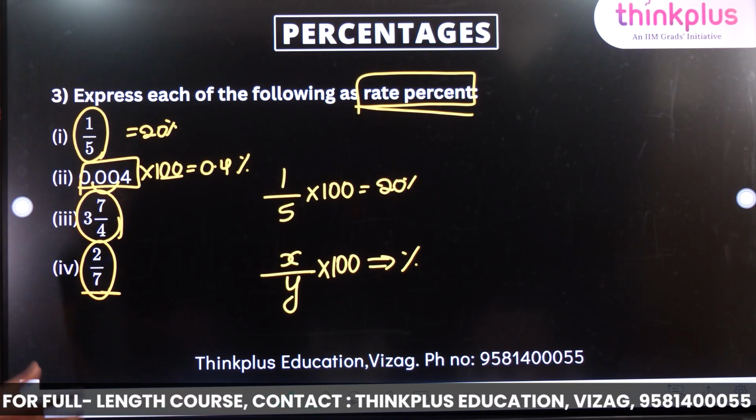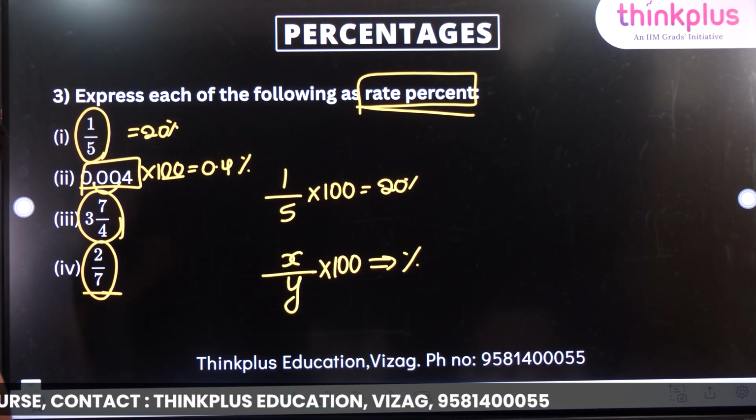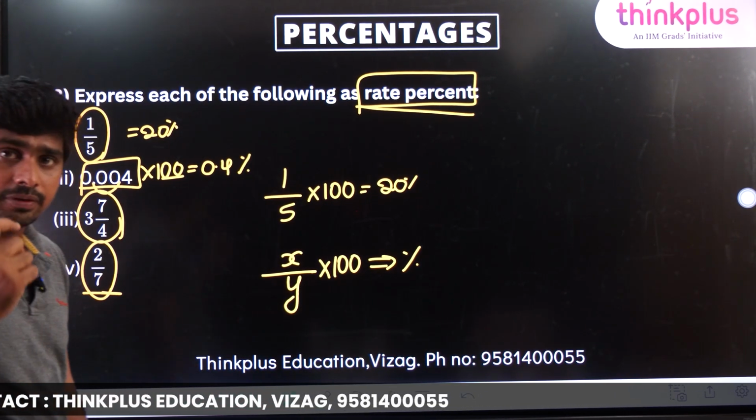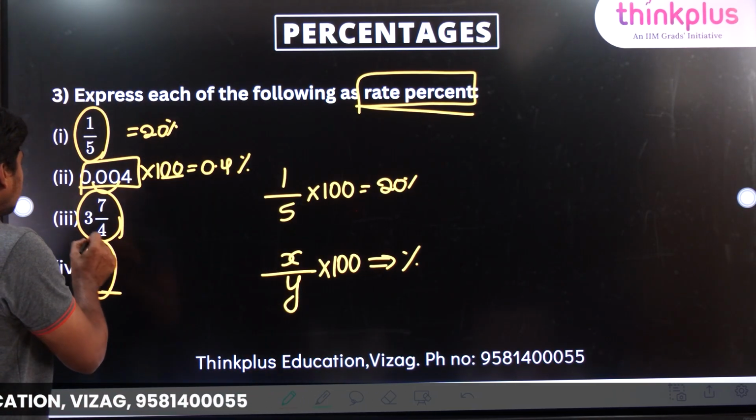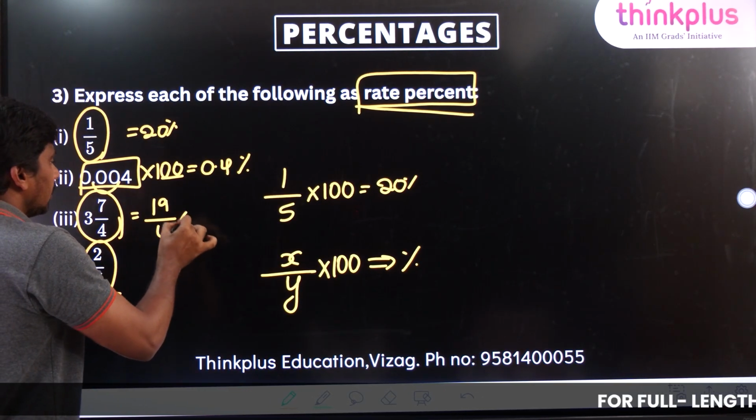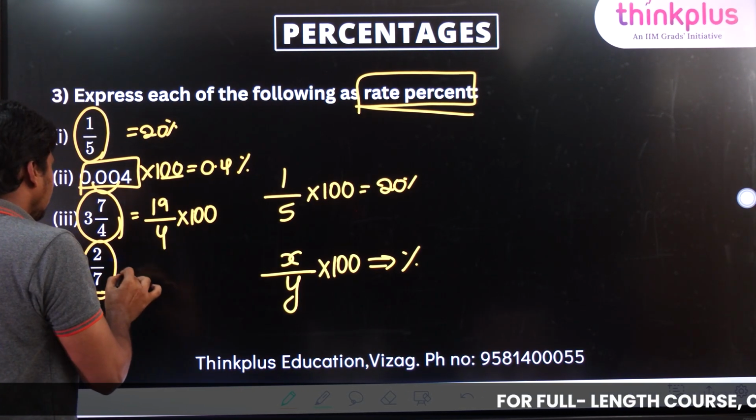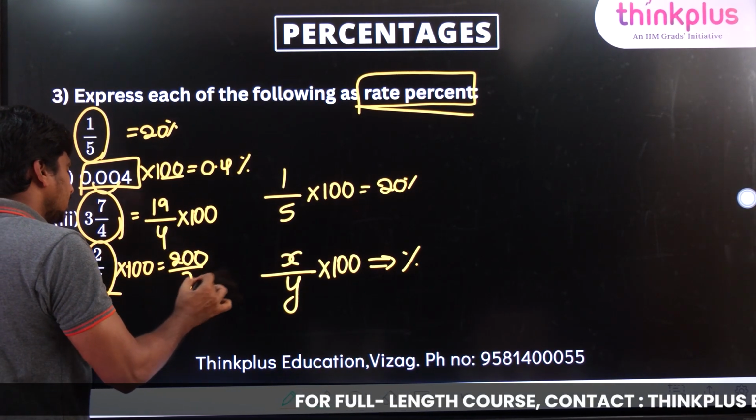What is the difference between a proper fraction and an improper fraction? If a by b is less than 1, that is a proper fraction. If a by b is greater than 1, that is an improper fraction, right? Here 3 4s are 12, 12 plus 7, 19 by 4. I want to convert into percentage, I multiply by 100. Here also 2 by 7 into 100, I will get 200 by 7 percentage.